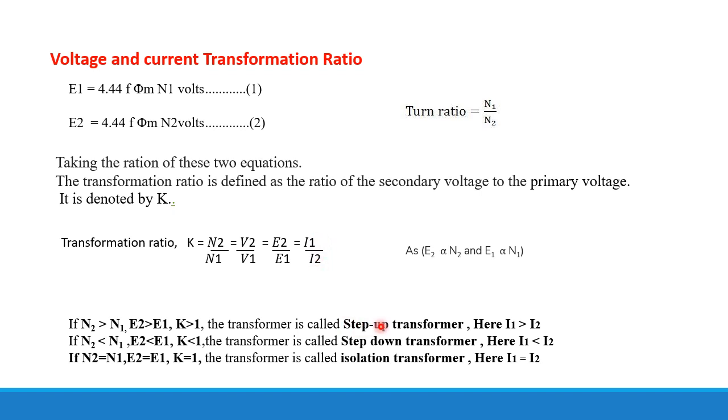For a step-up transformer, N2 is greater than N1, E2 is greater than E1, K is greater than 1. For a step-down transformer, N2 is less than N1, E2 is less than E1, K is less than 1. For an isolation transformer, N2 is equal to N1, E2 is equal to E1 and K is equal to 1.